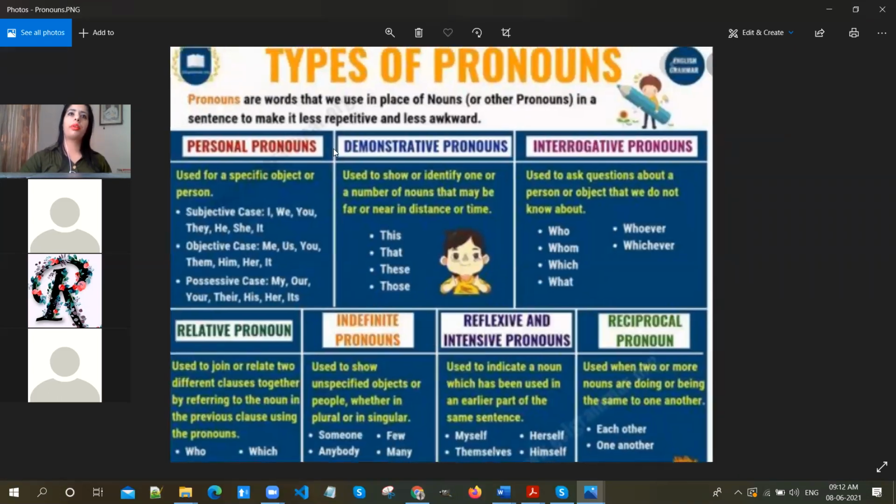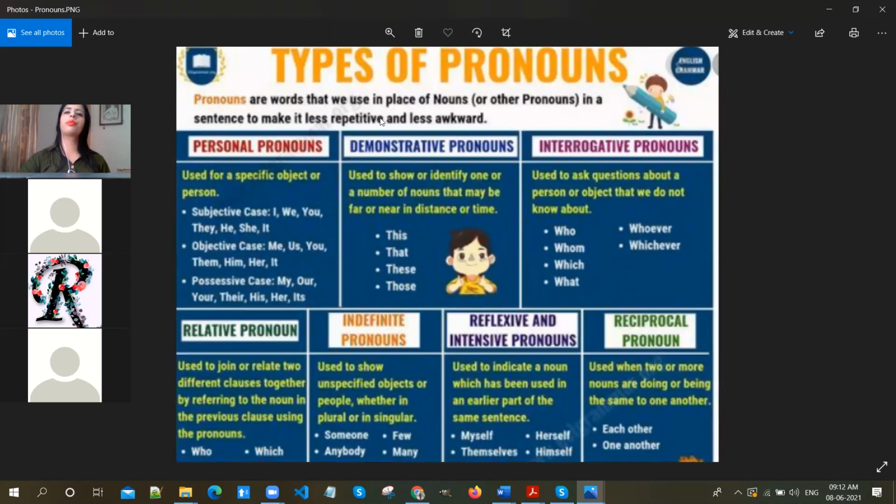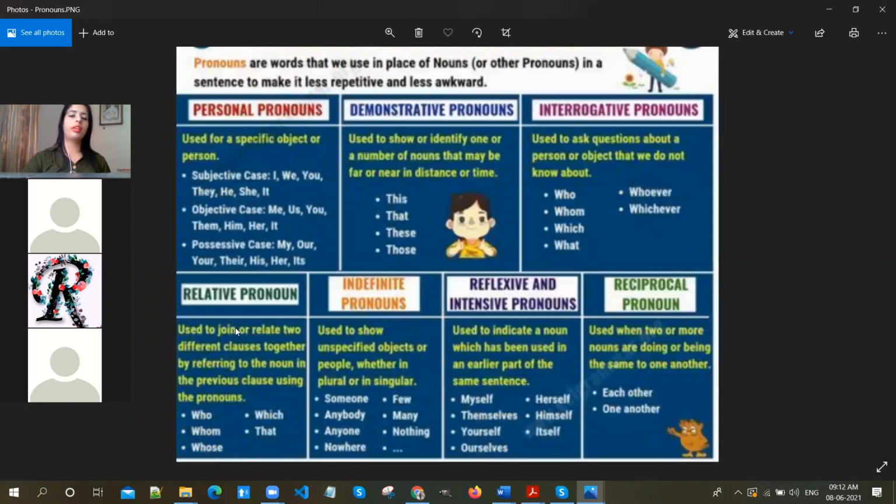So what are the different types of pronouns? Pronouns are the words that we use in place of nouns or other pronouns in a sentence to make it less repetitive and less awkward. So you do not have to use he, she or the person's name again and again. For this we will use pronouns. Some are personal pronouns, some are demonstrative pronouns. Next is interrogative pronouns. The fourth type is relative pronouns. Then indefinite pronouns, reflexive and intensive pronouns, and reciprocal pronouns.